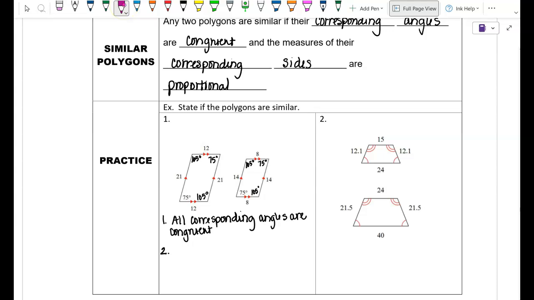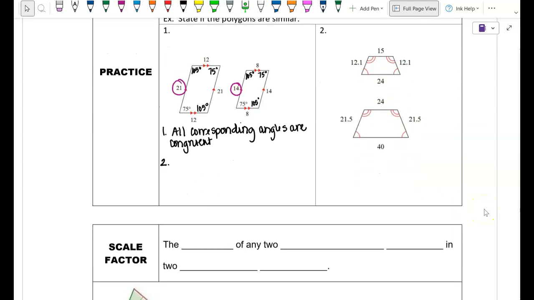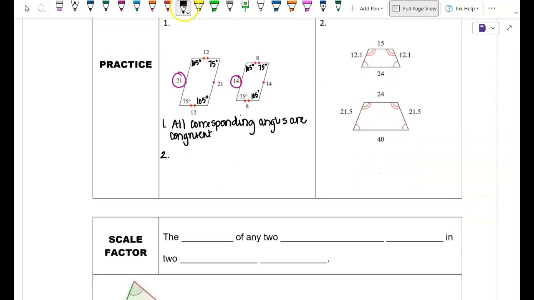So if I pull one of the measures here, if I pull the 21 from the figure on the left, what number is going to match up with it on the figure on the right? Yeah, the 14 corresponds. They're in the same position. So in order for these to be similar, they're going to have to be in a ratio together. So we would set up 21 over 14. And we want to know, does that equal? I'm doing an equal sign with a question mark above it because I want to know, does that equal? And in this case, I only have one other set of measures here. I have the 12 that matches up with what?